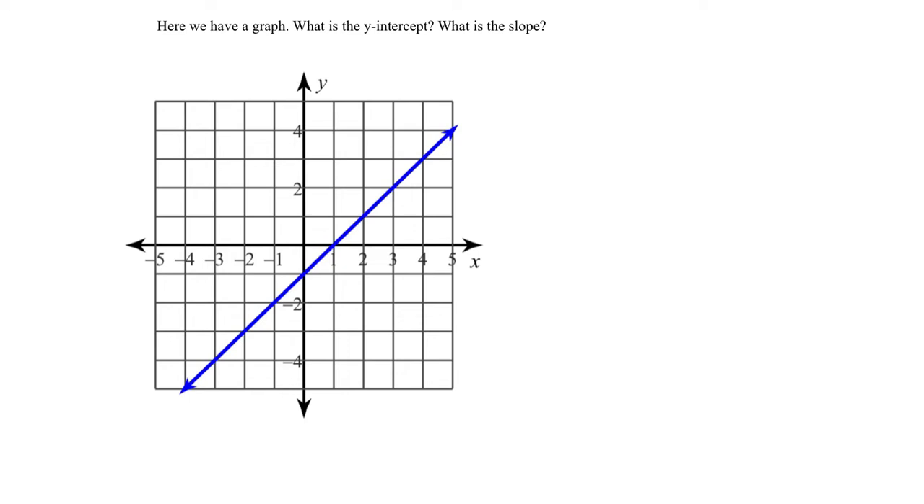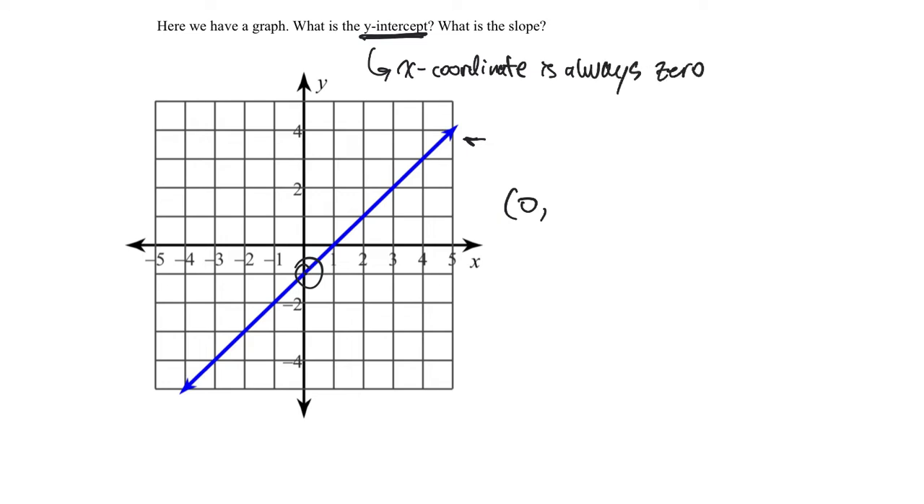What's the y-intercept? First I'm going to find where this blue line crosses the y-axis, and it looks like it goes right there. What are the coordinates of this point? I don't go right or left, so my x-coordinate is 0, and you should always understand that at the y-intercept, the x-coordinate is always 0. Okay? And I go down 1. So we'll switch to erase. 0, -1.